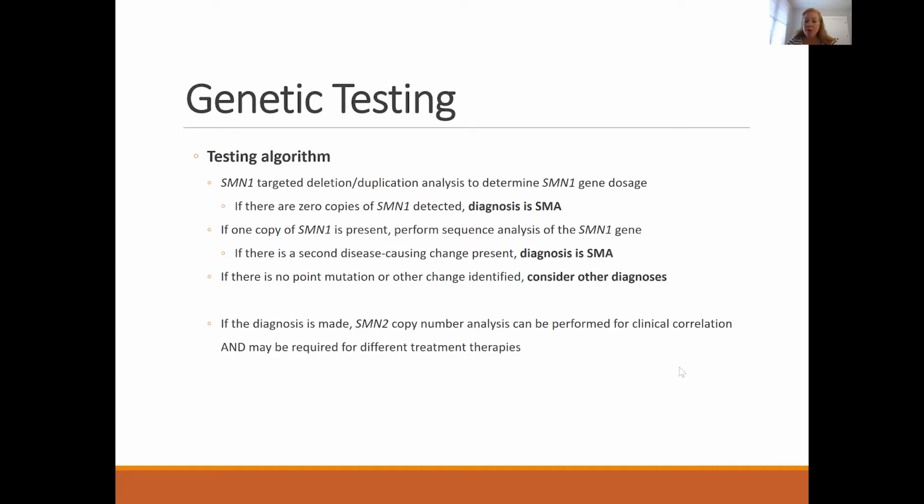There are several infantile hypotonia genetic testing panels out there that will include SMA and other diseases that present very similar in infancy with low muscle tone, respiratory distress, that type of thing. And then again, if we make a diagnosis, we typically want to also include looking at SMN2 copy number, not only for clinical correlation, but a lot of the different treatment therapies out there are now requiring this for insurance approval.